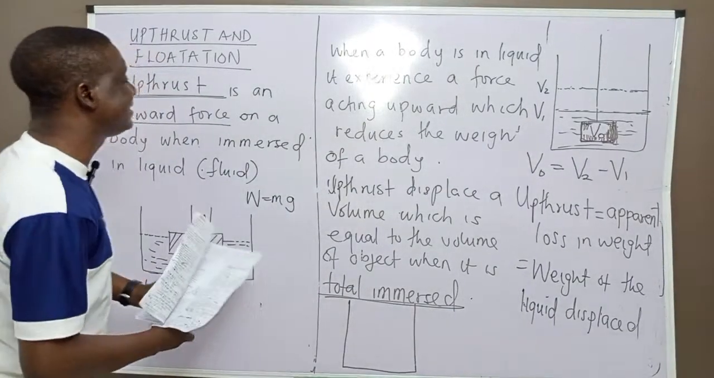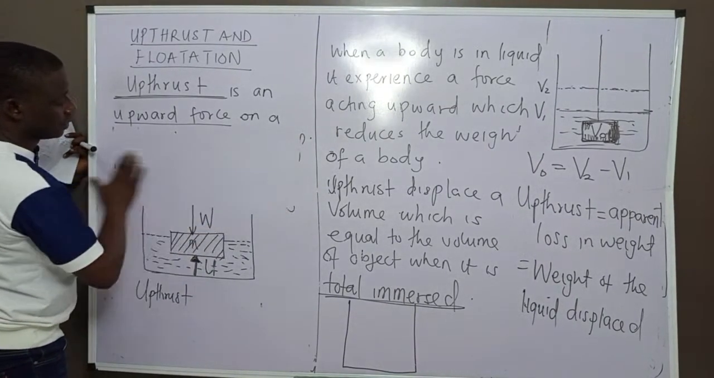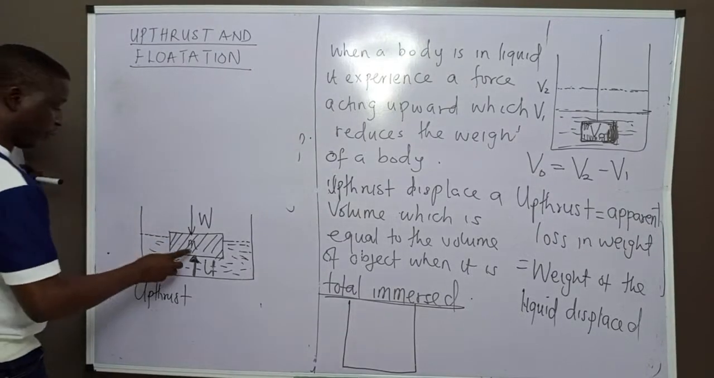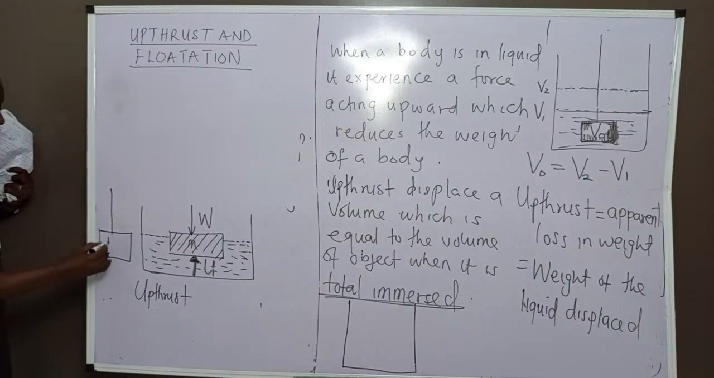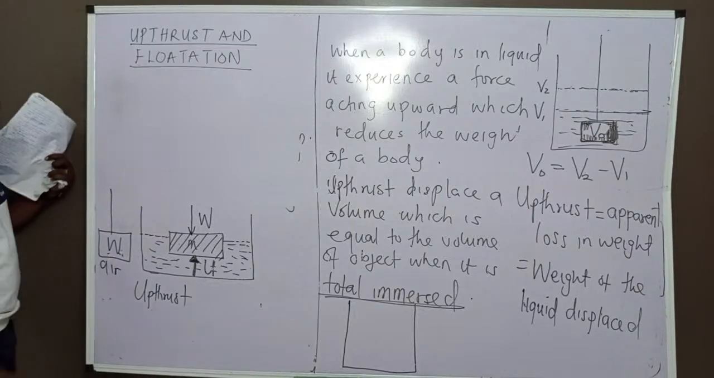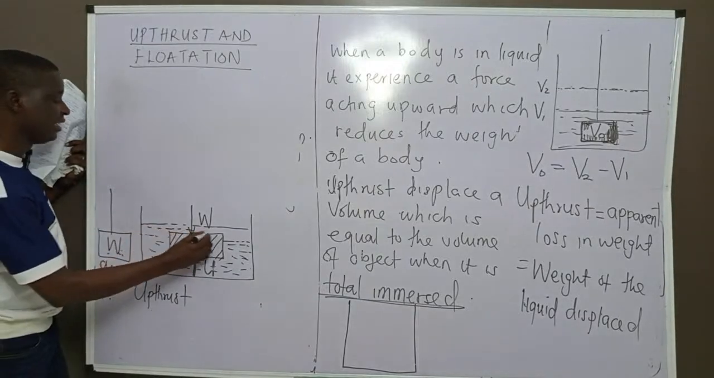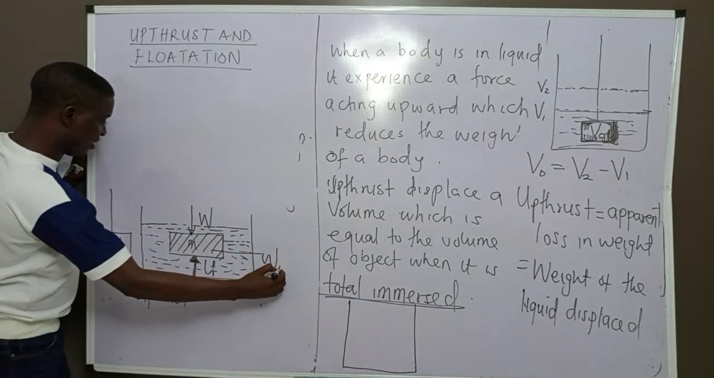Now, by definition, let me give you two powerful definitions from here. Let's weigh this body and call it what? W in air. This what? In air. And this one is what? Let's put it inside the liquid. Fully in the liquid, let's call it weight in what? In liquid.